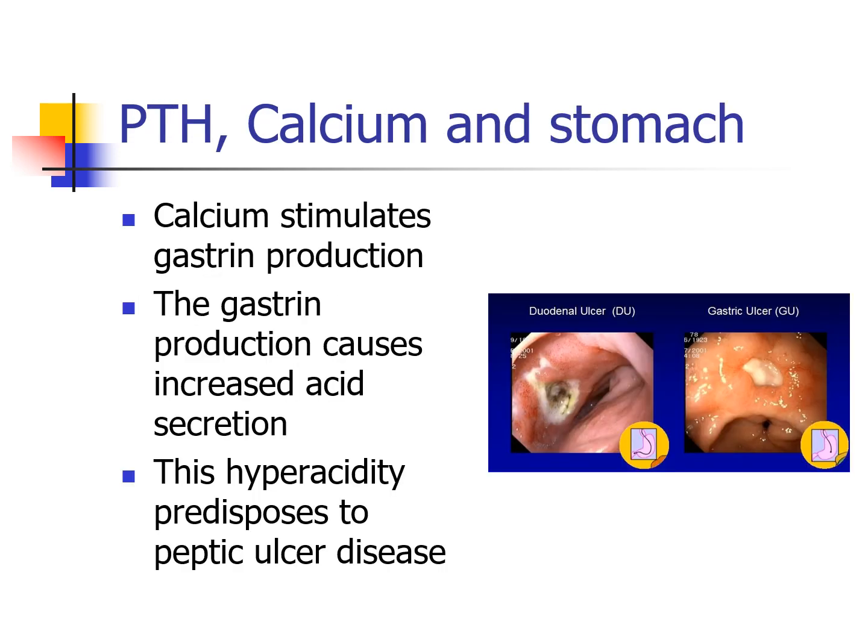Excess calcium can stimulate gastrin production in the stomach. The gastrin production causes increased acid secretion, and this hyperacidity predisposes to peptic ulcer disease, as seen in the picture.